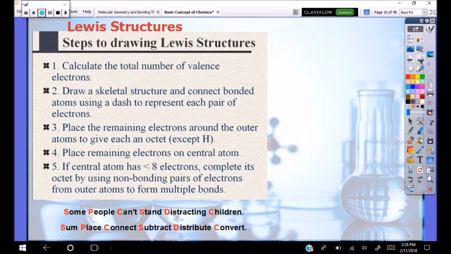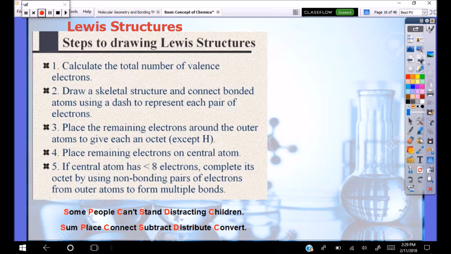So, drawing Lewis structures is something that we did in honors. It is mostly review, but we're going to add some little clarifiers to a lot of the things we did in honors. The main steps are the same. You want to calculate your total number of valence electrons for your molecule. Then we're going to draw our skeletal structure. So for a skeletal structure, you pick a center atom. The center atom is going to be the one that is least electronegative. And then we're going to connect our bonded atoms to our center atom using a dash.